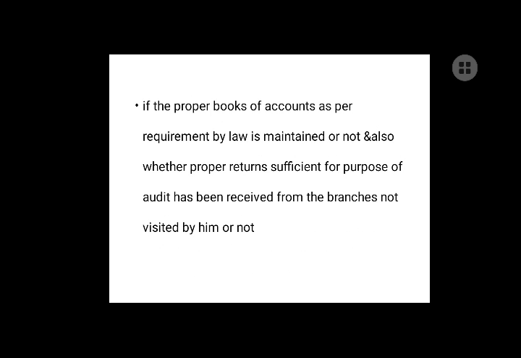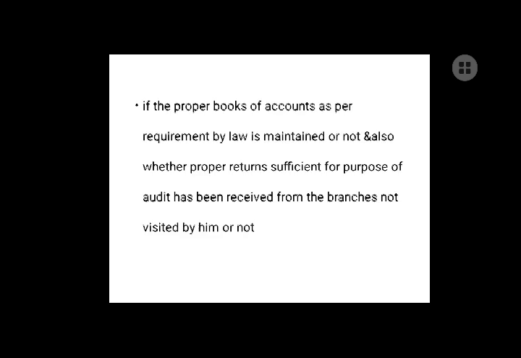Whether proper books of accounts as per the requirement of law are maintained or not. We know that as per the Companies Act, we have to maintain the accounts, whether those are prepared or not. Also, whether proper returns sufficient for the purpose of audit have been received from the branches or not, visited by him or not. So the auditor has to mention all that information: that proper justification, explanation, and information has been provided from the branch and from the office, whether it is provided or not. That is to be assessed, and on this basis the report is to be prepared.